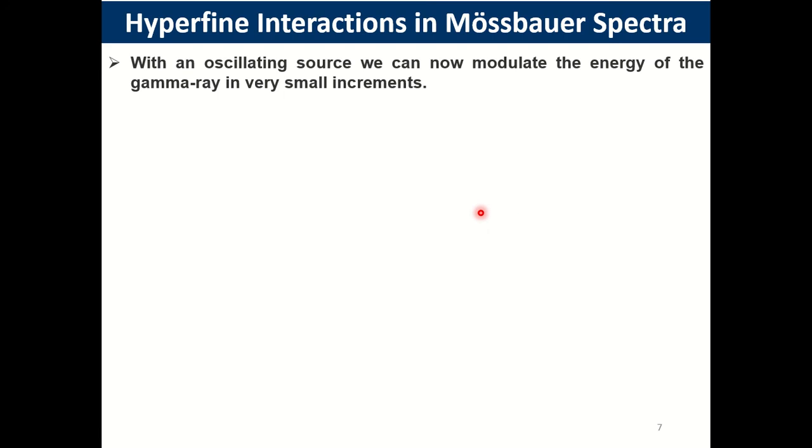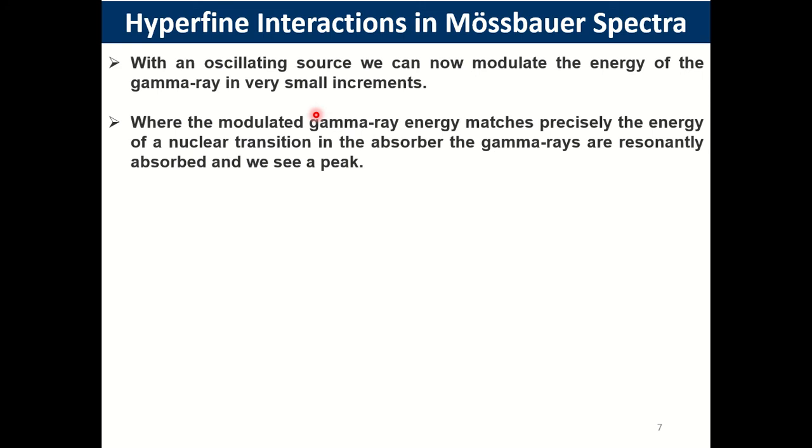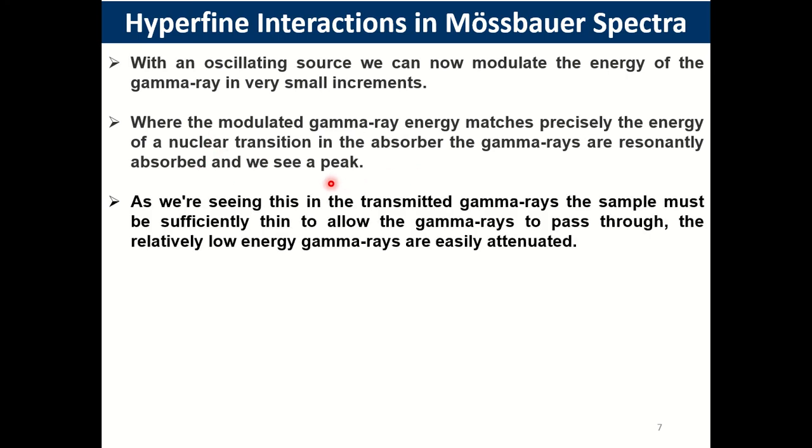Okay, so with an oscillating source, we can now modulate the energy of the gamma ray in very small increments. We have now good control over the energy of the gamma ray. Now the modulated gamma ray energy matches precisely with the energy of a nuclear transition in the absorber, and resonant absorption occurs, and we see a peak.